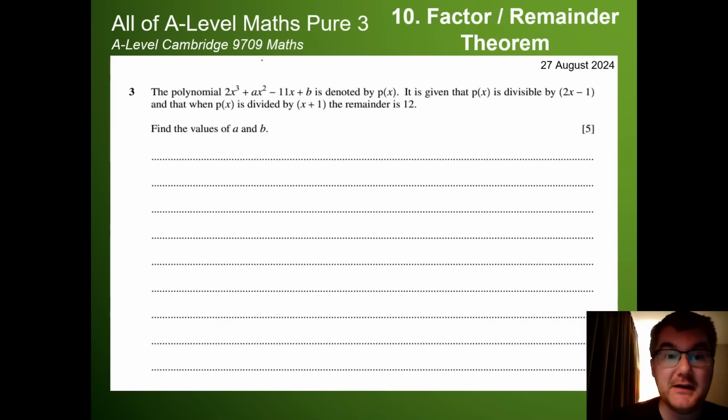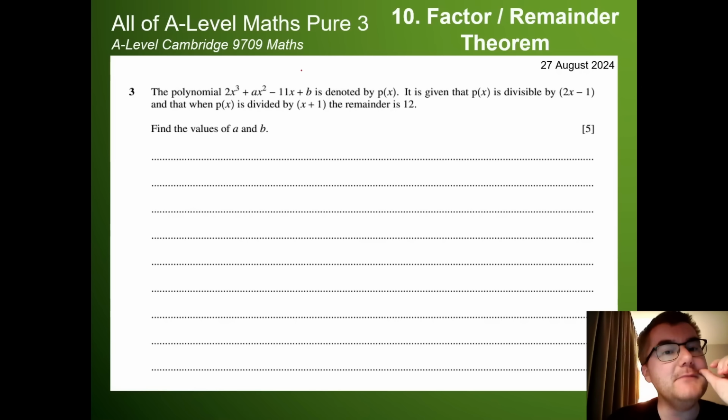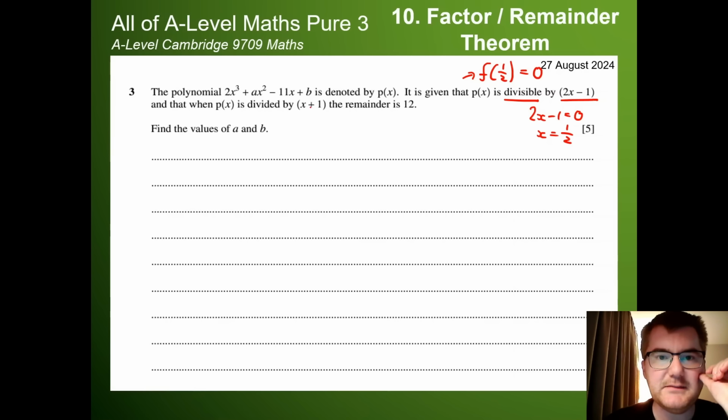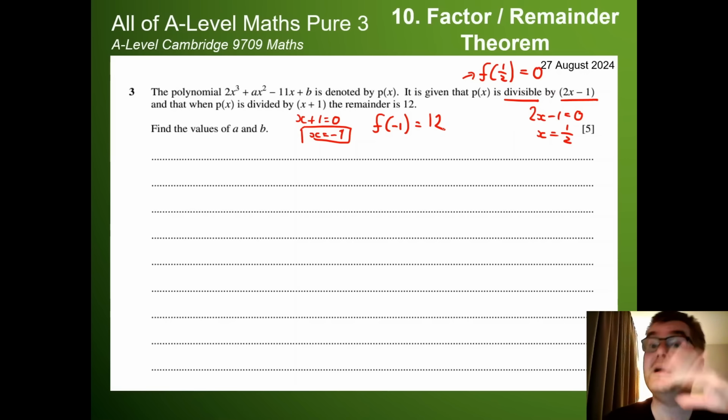Right, so we have a cubic here, 2x cubed plus ax squared minus 11x plus b, and we're given that this function is divisible by 2x minus 1. So what I quickly do here is I do 2x minus 1 is equal to 0, so x is a half. And what that means is that if I substitute a half into it, then I will get 0 out of the function. That's what's meant by divisible. And then if I put in x plus 1, so again, I quickly solve this and get x is minus 1. So what that means is if I put minus 1 into the function, I will get 12 out of it. And from that information, I should be able to work out a and b.